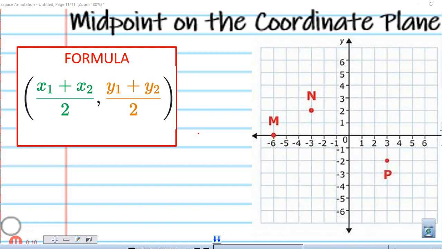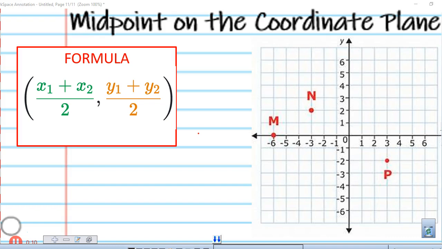Okay, let's find the midpoint on the coordinate plane. So we have a coordinate plane here with 3 points, and we're going to find the midpoint between various points. So here's the formula that you will use. Copy this down in your notebook. So we have x sub 1 plus x sub 2 divided by 2, and that will give us our x value of the midpoint, and then our y sub 1 plus y sub 2 divided by 2, and that will give us the y value of our midpoint.